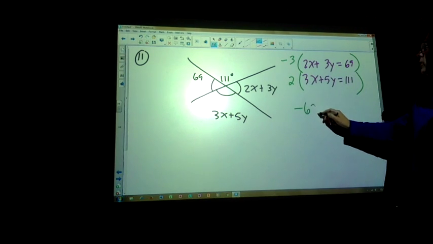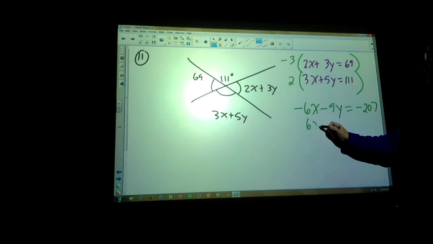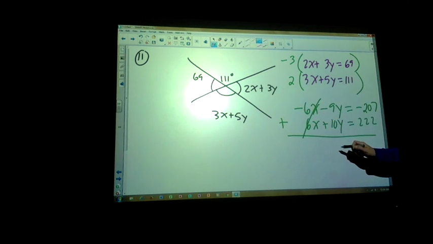So I get negative 6X minus 9Y equals negative. Help me out. I don't know what. 207. 207? 207. Yes. Thanks, man. All right, and then distribute the 2, so I get 6x plus 10y equals 222. Now if I add these together, these are gone. That gives me 1y, which is y, and that gives me what? 15. That's 1.